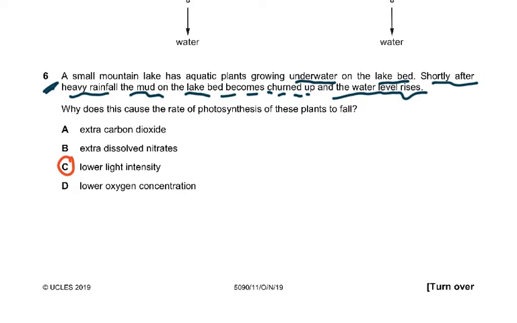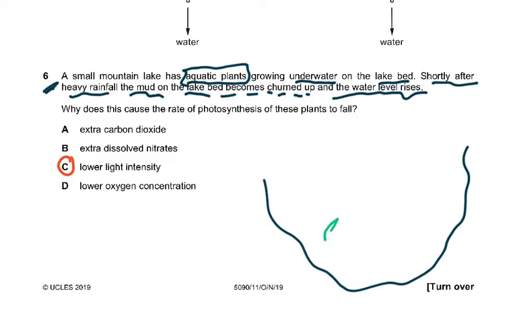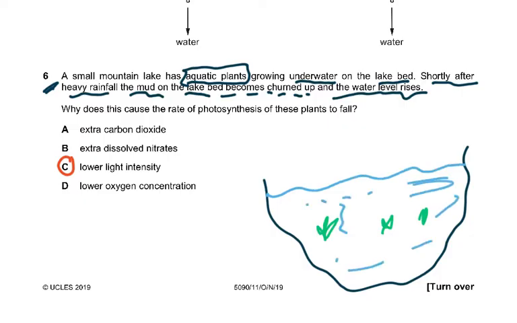So you see, if the water becomes muddy, then there's going to be less light entering. So a small mountain lake has aquatic plants. Basically, aquatic plants means there's a pond, and then there are some aquatic plants here, and then we have water here, and so it's a lake. And then it says growing underwater in the lake bed. So they are not growing higher up, they're growing somewhere down here on the lake bed.